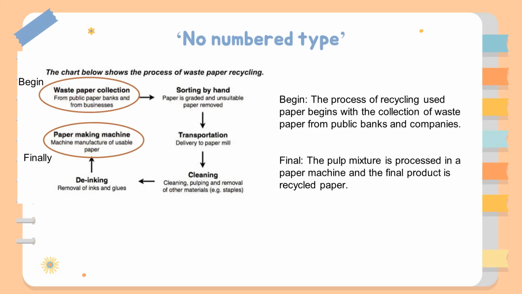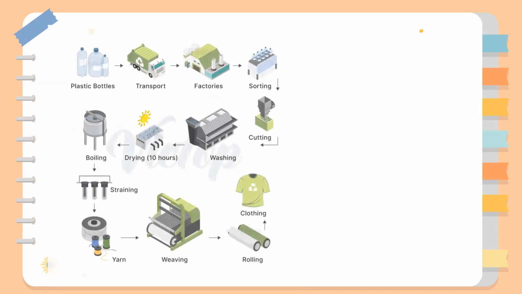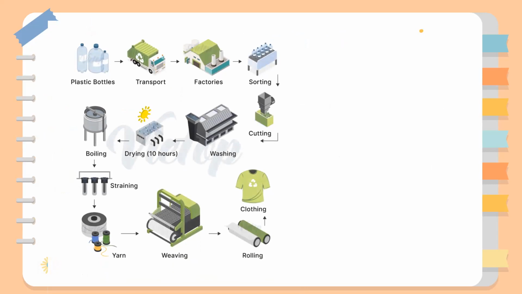So here is the beginning. The process of recycling used paper begins with a collection of waste paper from public banks and companies. And the final step is the pulp mixture is processed in a paper machine and the final product is recycled paper. So yeah, moving on to the next diagram.